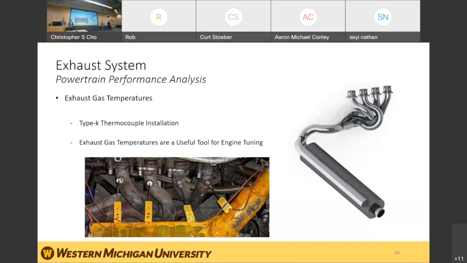These EGTs are then a useful tool for engine tuning. For instance, you can compare your air-fuel ratio with your various temperatures to learn if you're running the engine too rich or too lean. It's also a good indication of the changes that you make while tuning.